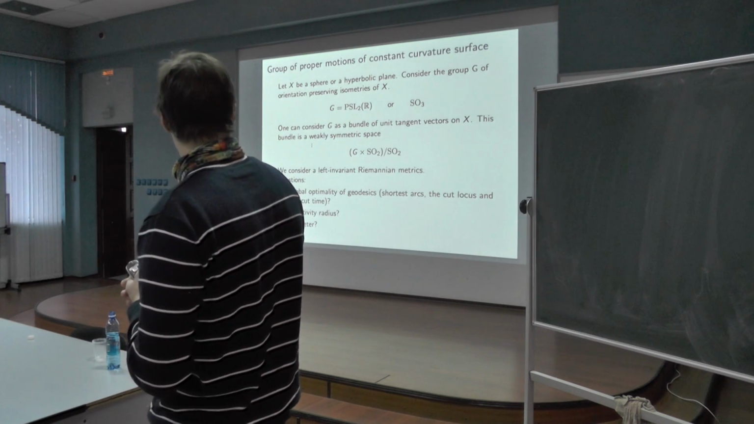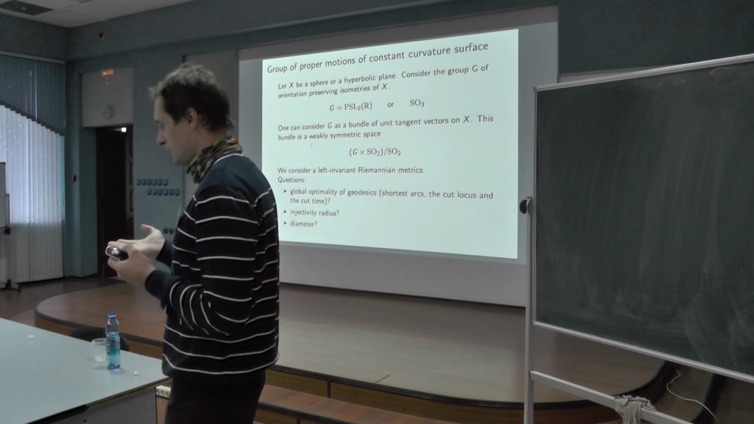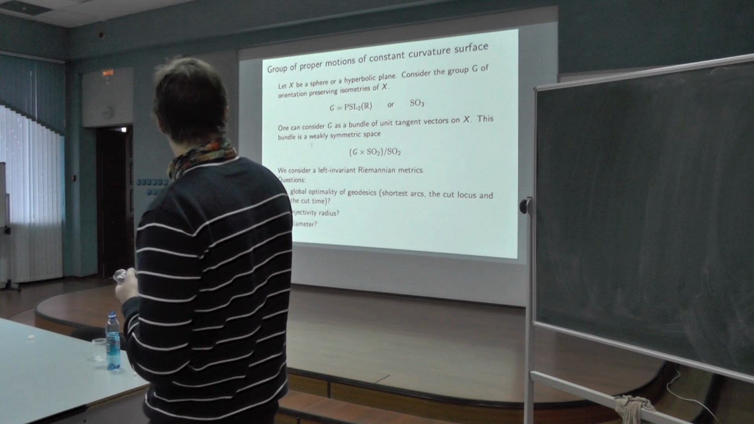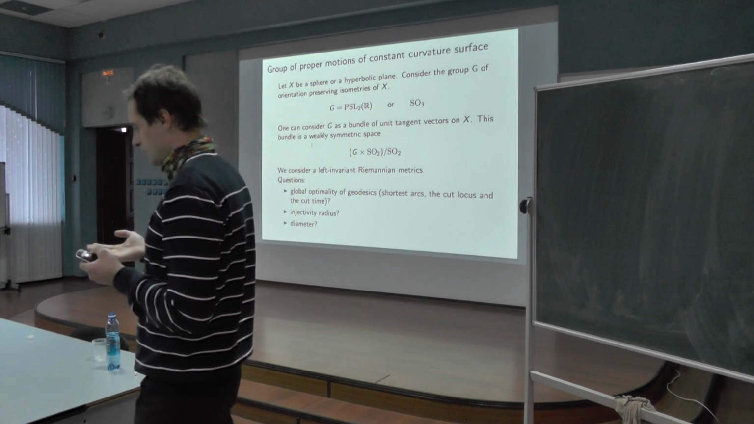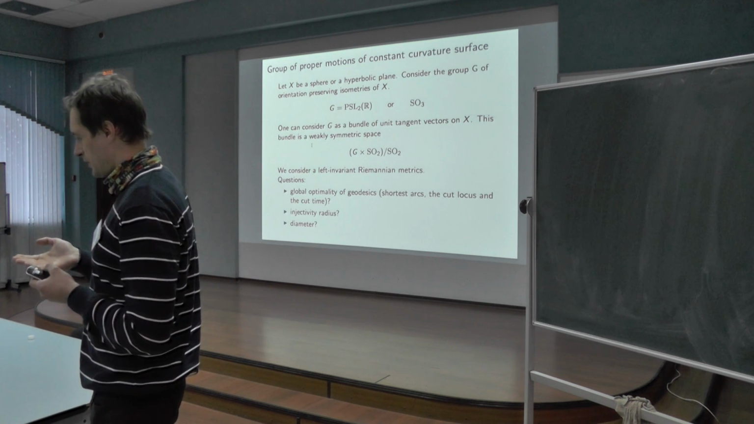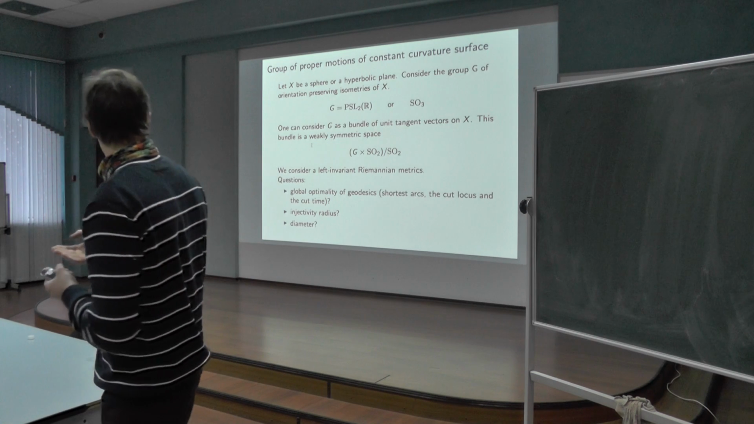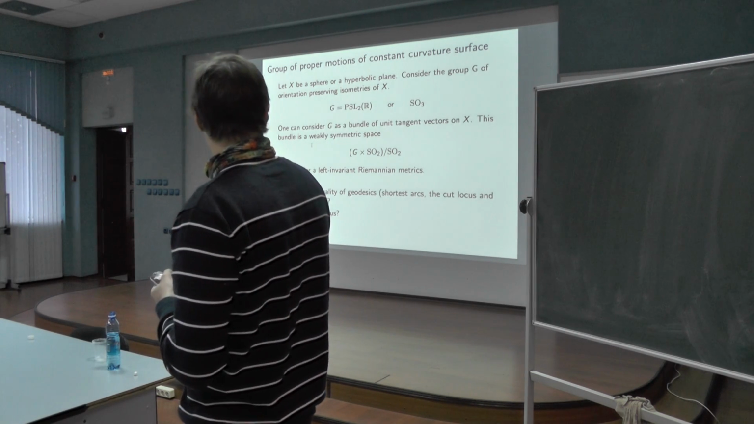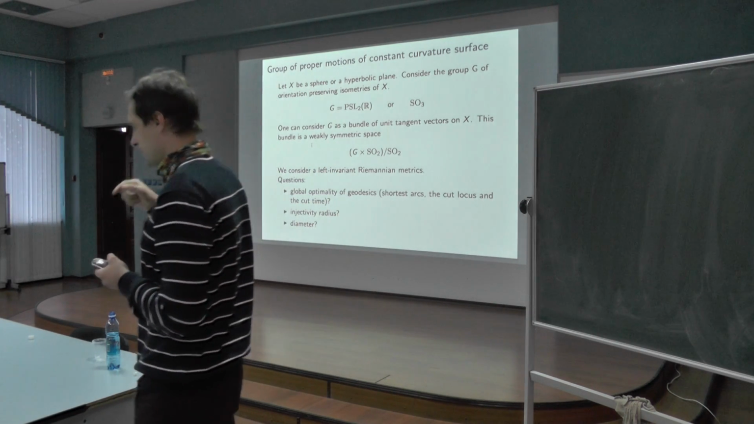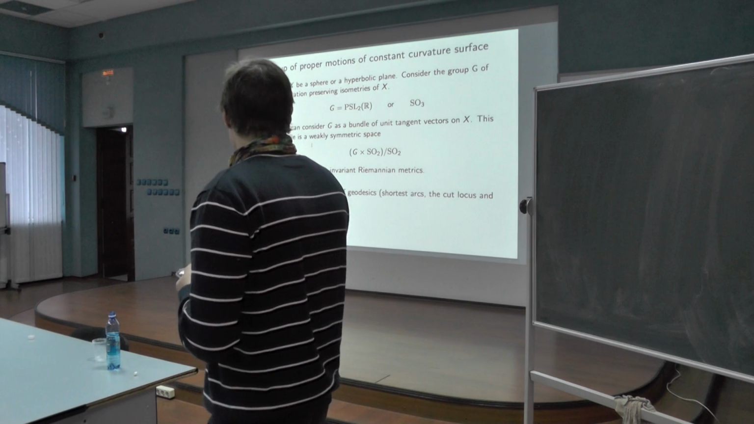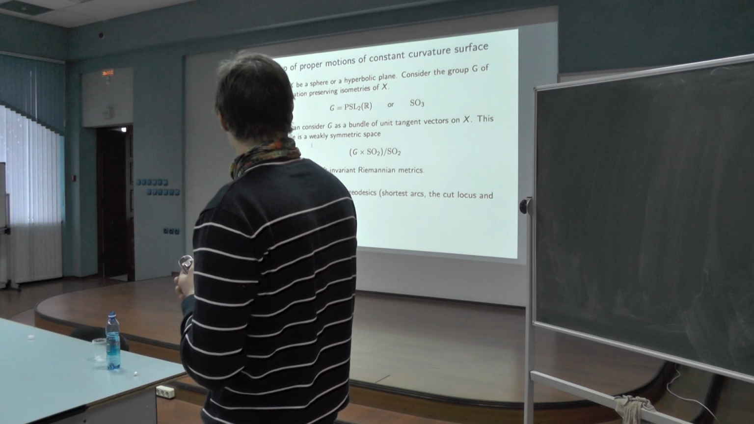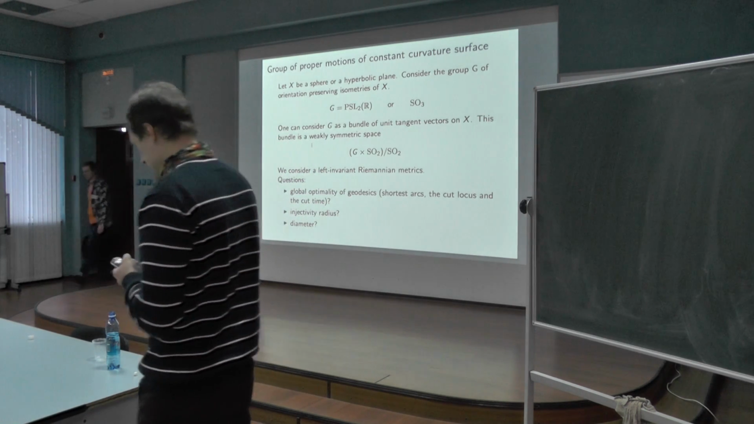Here our group acts in the natural way, and the second multiplier SO2 acts on the tangent vectors by rotations by the same angle. And the stabilizer SO2 is embedded in this direct product in the antidiagonal way. And we consider left invariant Riemannian metrics on such homogeneous spaces.